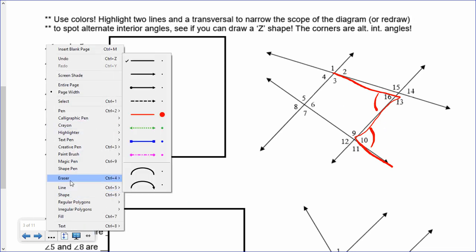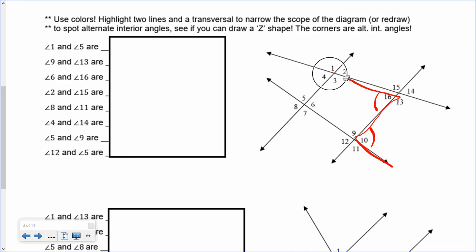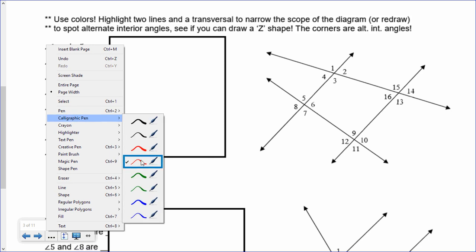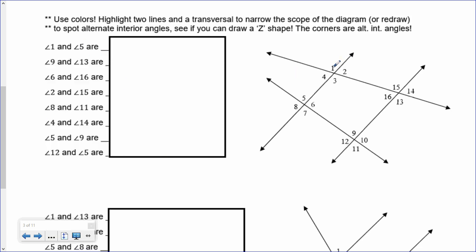So that's a cool trick you guys can use to find alternate interior in your diagram. Alright, so what we're going to do is go through these angles, look at the picture and see what their relationship is. Alright, angle 1 and angle 5. The way that you know what to highlight is you look for angle 1 and you look for angle 5, which is right here.